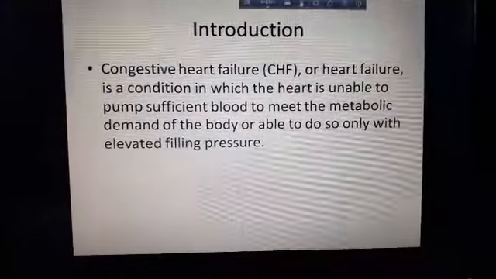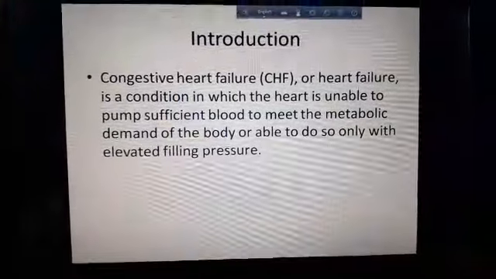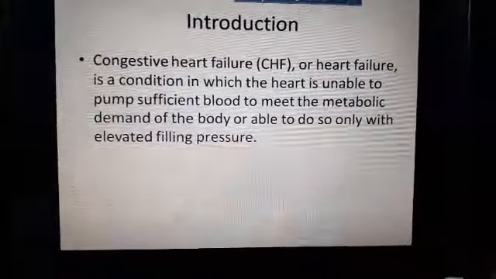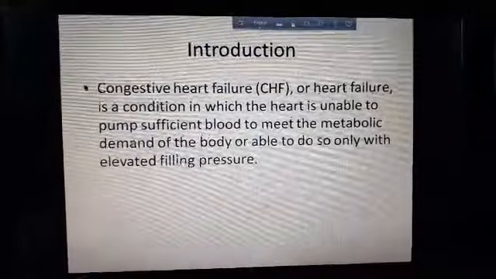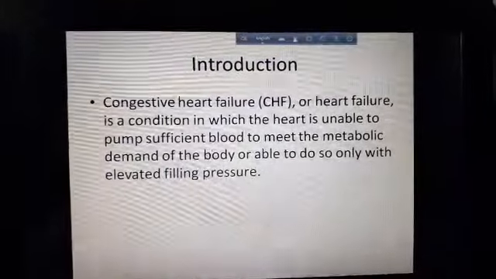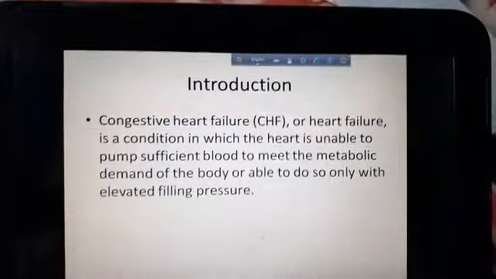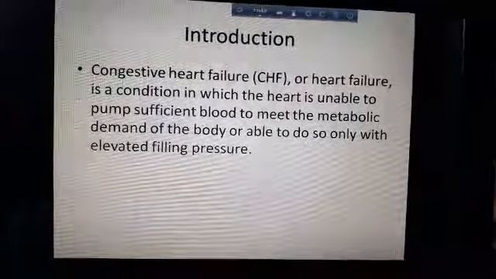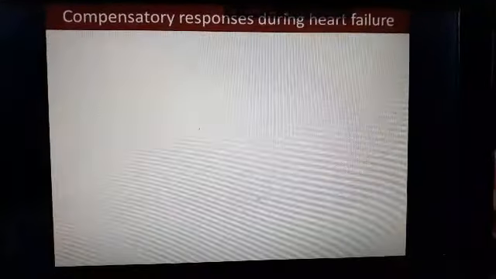So, what is heart failure? Congestive heart failure, or simply heart failure, is a condition where the heart is unable to pump sufficient blood to meet the metabolic demands of the body. That means it is unable to pump sufficient blood to meet the metabolic demand of the other organs, or is able to do so only with elevated filling pressure. And this is the compensatory response during heart failure. If you understand this, then you can understand how we can reverse the pathophysiology of heart failure.